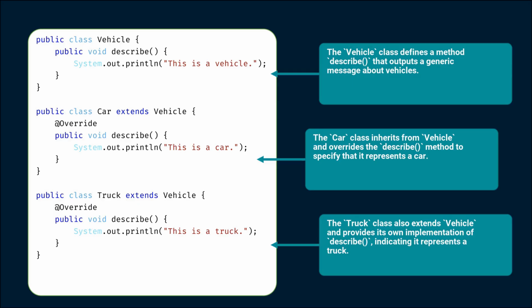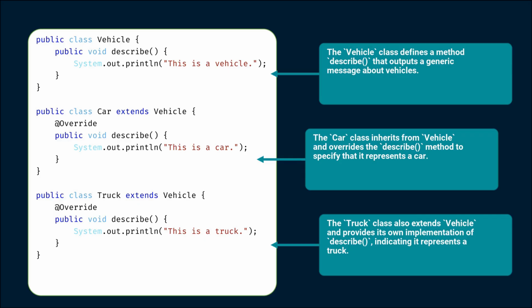Next, we extend the Vehicle class to create more specific types of vehicles, Car and Truck. Both subclasses inherit the properties and methods from Vehicle, which means they have access to the describe method. However, they also have the capability to override it, allowing each subclass to define its own unique behavior. For instance, when we call describe on an instance of Car, it prints a message specific to cars, while an instance of Truck does the same for trucks.